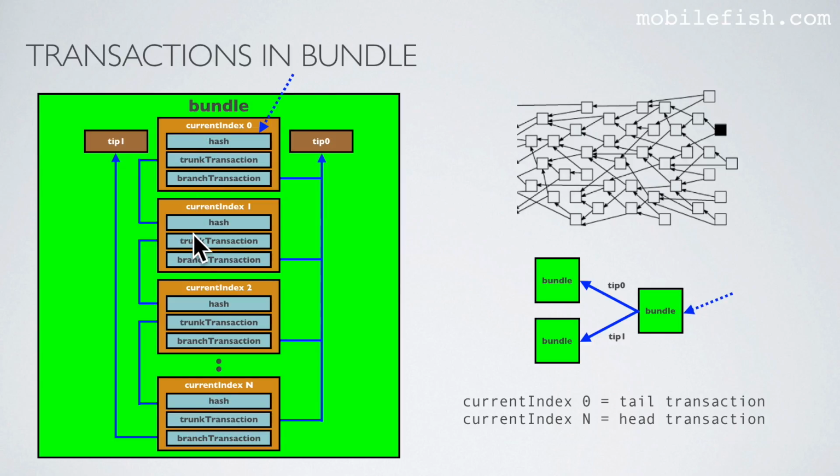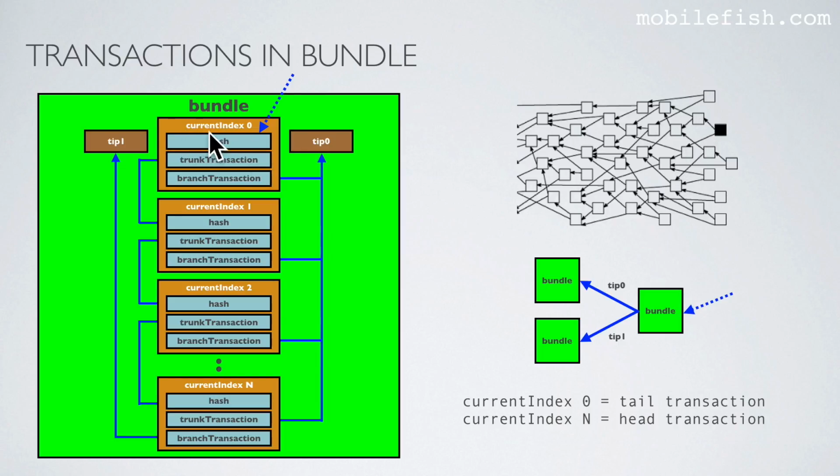These transactions are connected with each other by the trunk transaction. This trunk transaction field contains the value of this hash, indicated by this line. This trunk transaction field contains the hash of this transaction. This trunk transaction field contains the hash of this transaction. Tip 0 and tip 1 are the hashes of non-referenced transactions, meaning these transactions, this one and this one.